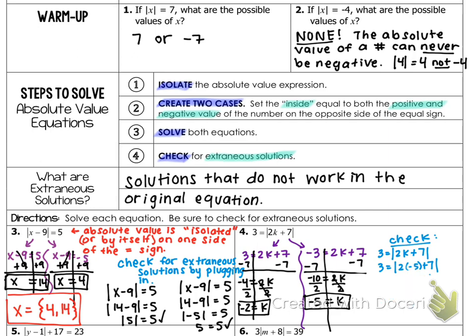So now I'm going to check if I plugged in negative 5. So if k was negative 5, well, 2 times negative 5 is negative 10. And negative 10 plus 7 is negative 3. The absolute value of a negative number, or any number, is always positive. So that works too. So that means both of our answers work. So we have negative 5 and negative 2.